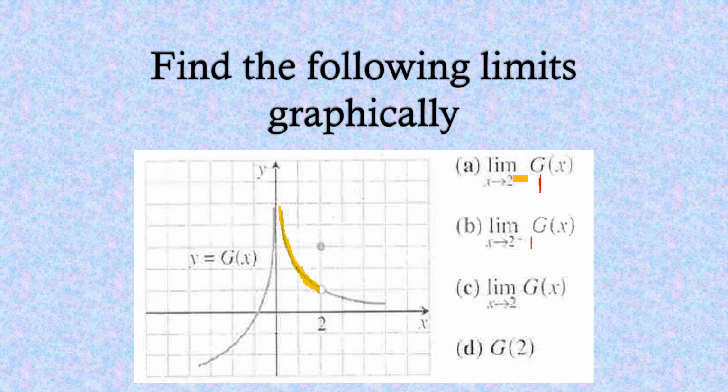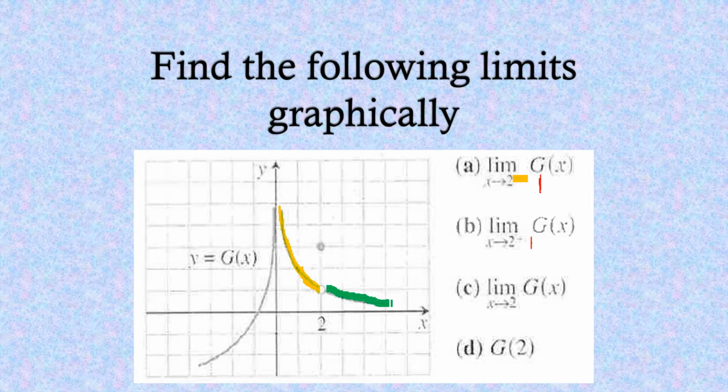The second one says find the limit as x approaches 2 from the right. So now I'm going to approach 2 from the right, and I see that as I come in from the right, my y value is still getting closer and closer to 1.